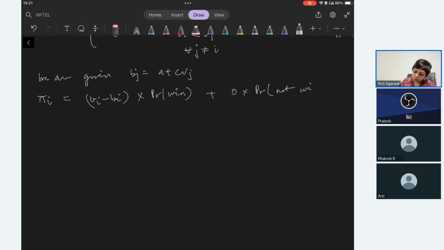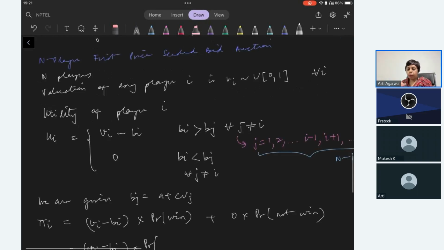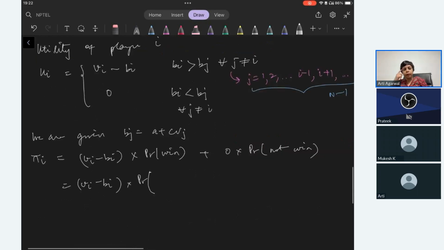So this is Vi minus Bi into the probability of winning. How many ways can he win? For player i to win, Bi must be greater than B1, must be greater than B2, must be greater than B3, and so on, must be greater than Bi minus 1, must be greater than Bi plus 1, must be greater than Bn, right? So there have to be n minus 1 conditions satisfied for player i to win.